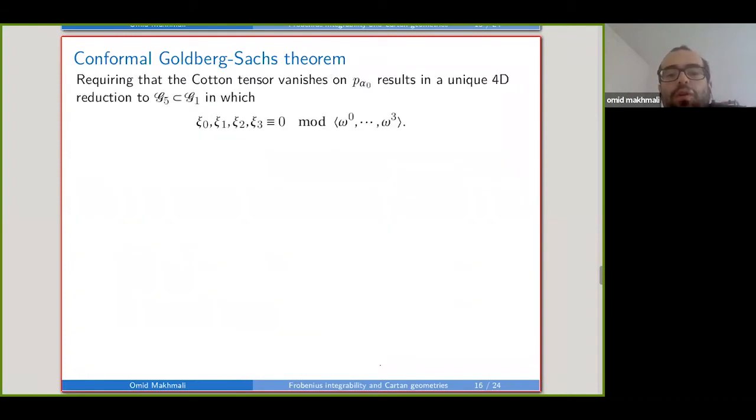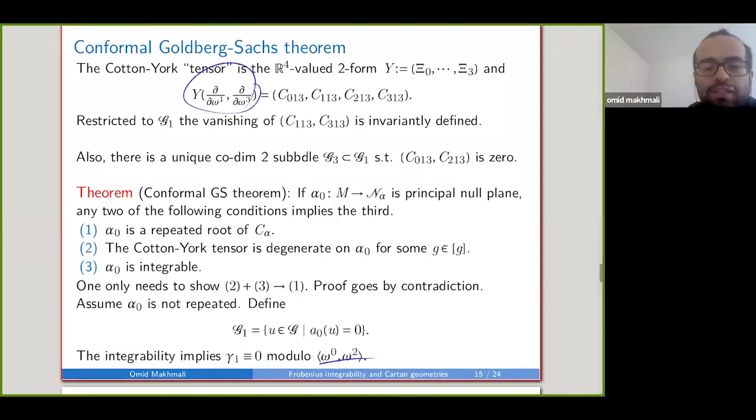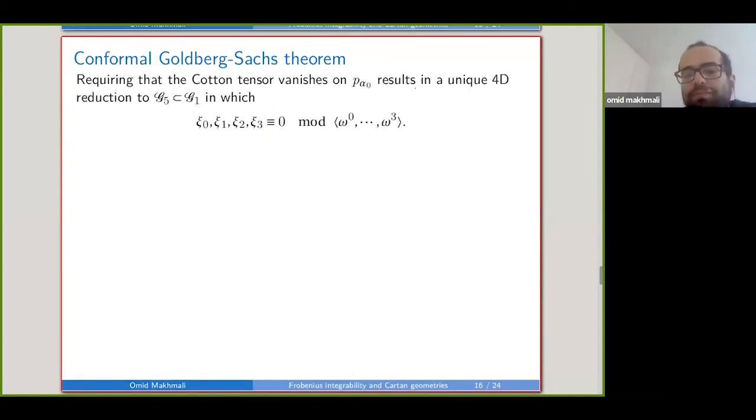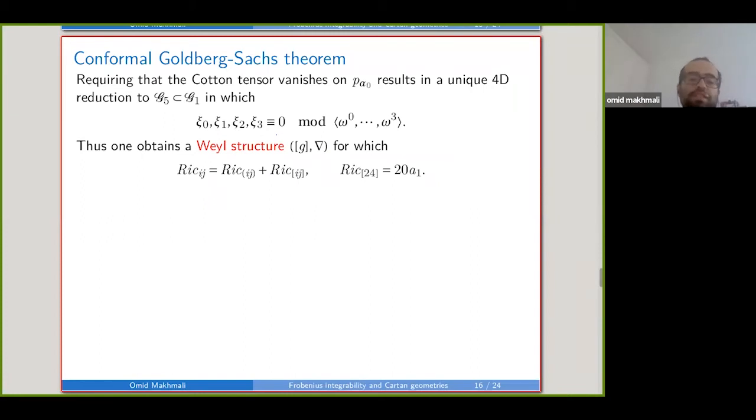Furthermore, we would like to assume that the Cartan tensor vanishes when evaluated on these planes, exactly like here. This can always be done, and it gives a four-dimensional reduction of the principal bundle. We basically get rid of all the G plus in the Cartan connection. Now this in principle gives us a Weyl structure from the conformal geometry we were working with, and one can go after finding the Ricci tensor of the Weyl structure. Because it's a Weyl structure, it has a symmetric part and a skew-symmetric part. In particular, this skew-symmetric part is given by this A1 that we assume is non-zero.